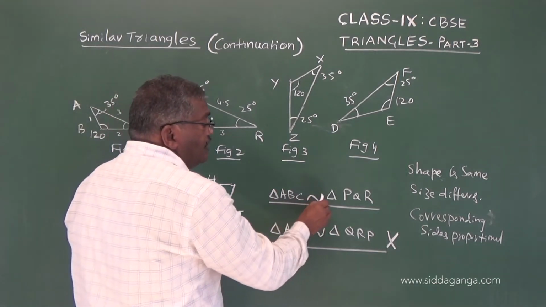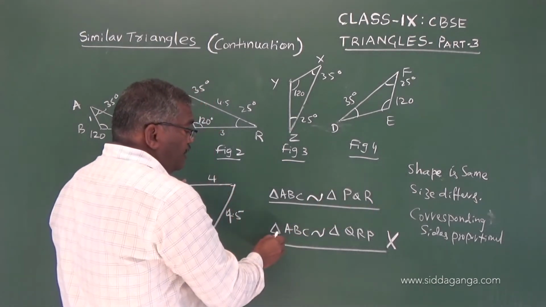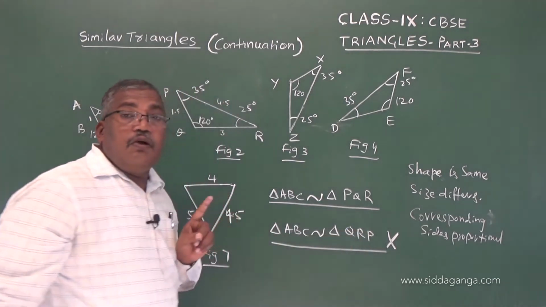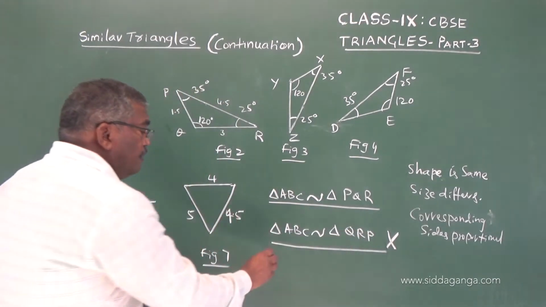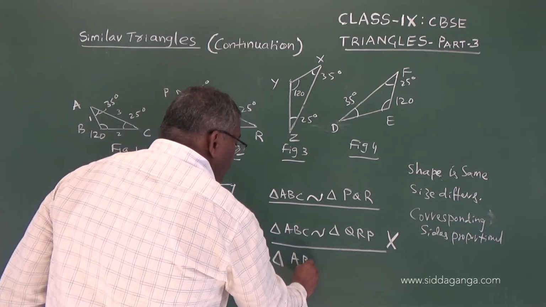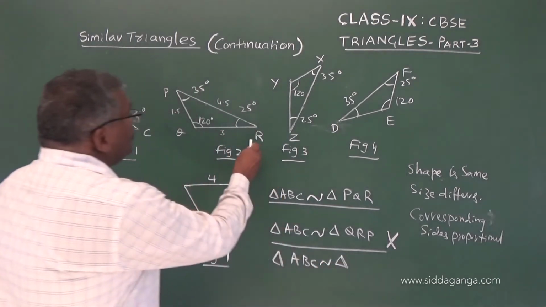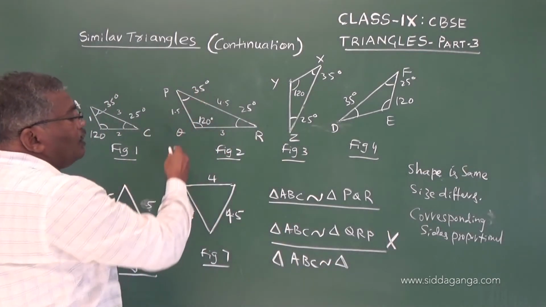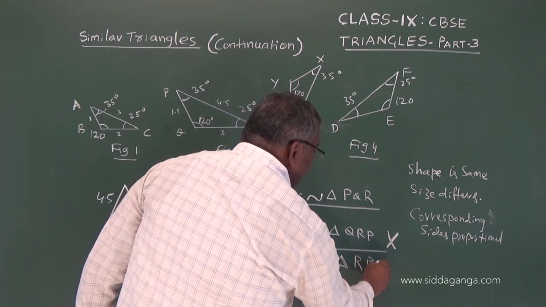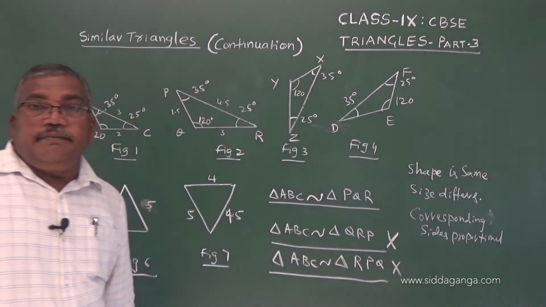Triangle ABC is similar to triangle PQR. We cannot write like this: triangle ABC similar to triangle QPR. We cannot write that. Similarly, we cannot write triangle ABC similar to triangle RPQ. So this is also a wrong way of representation.